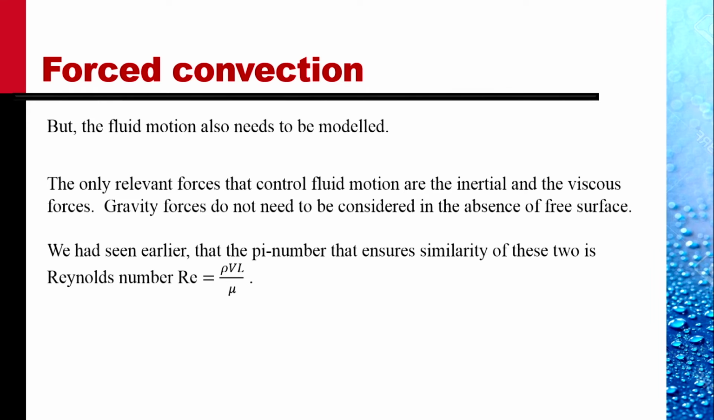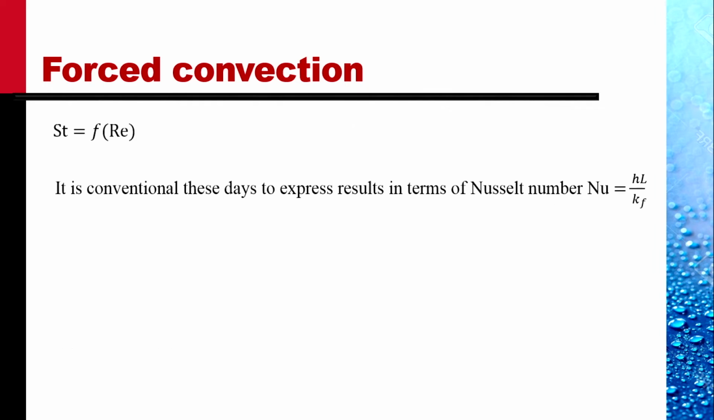We'd seen earlier that the pi number that ensures similarity of these two forces is the Reynolds number, Re, rho VL by mu characteristic. So that we can write Stanton number as a function of Reynolds number. Very simple relation. But convention makes things a little difficult.